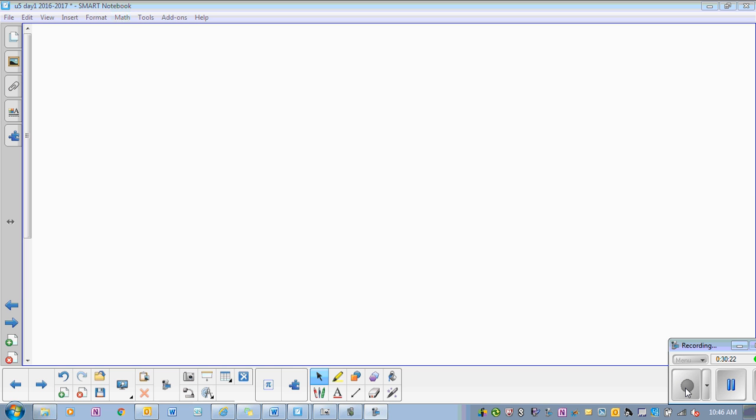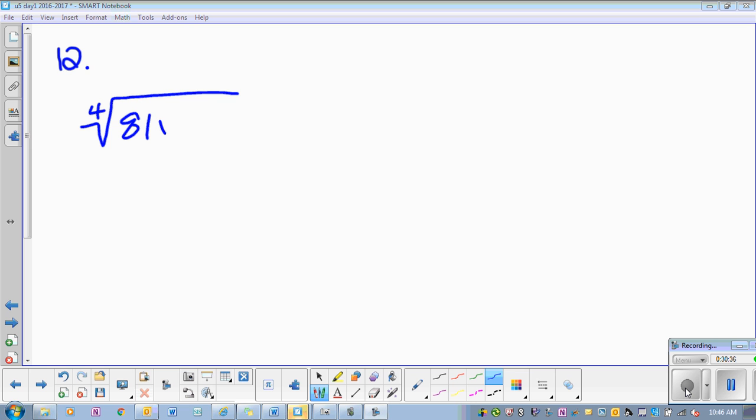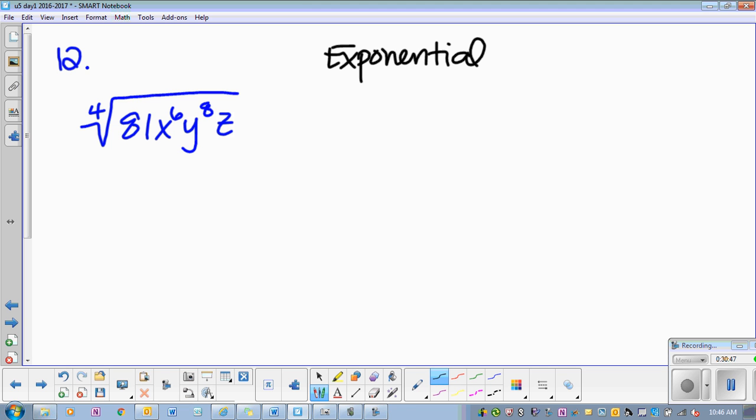If you look at number 12, it says write the following in two different ways. This is the exponential and the radical way. So let's try this one. Fourth root. All right, we want the exponential way and we want the radical way. I want you guys to try this, please.